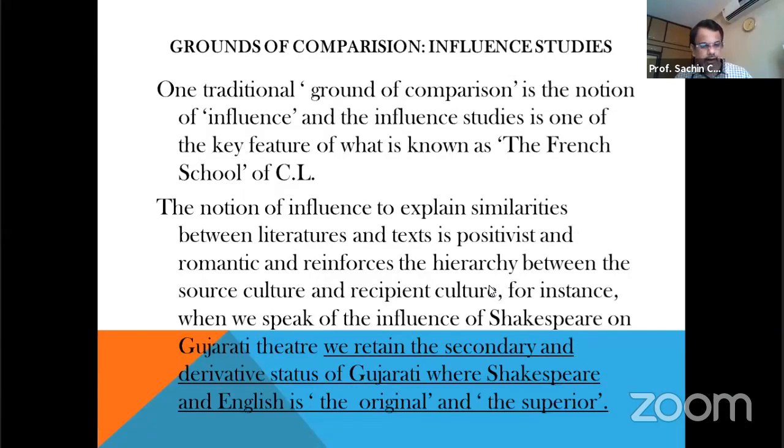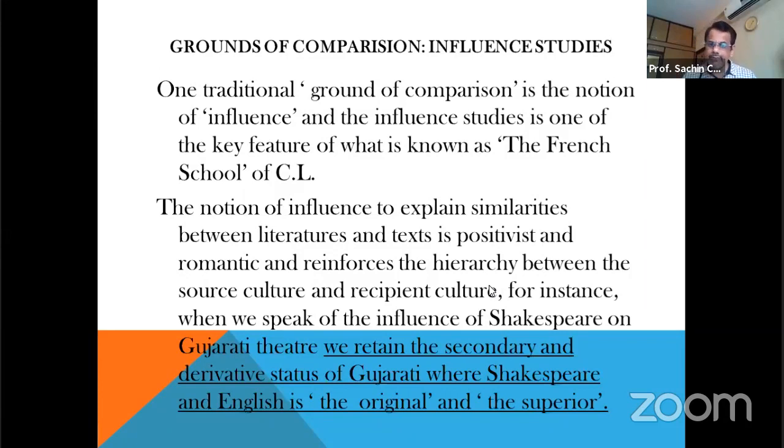Now let's look at certain very traditional grounds of comparison. One of the most well-known grounds of comparison is to seek the influence of Shakespeare on some Marathi author or Seneca on Shakespeare and so on and so forth. The influence studies is one of the key features of what was earlier known as the French school of comparative literature. However, the problem with the notion of influence when it's used to explain similarities between literature is that it creates a kind of hierarchy between the text from which something comes and the receiving culture.